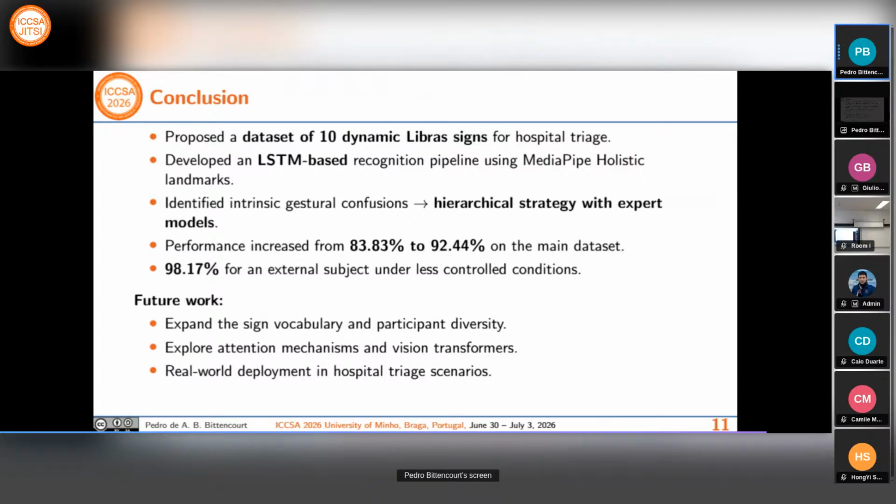For future work, we plan to expand the sign vocabulary and participant diversity, explore attention mechanisms and visual transformers, and work towards real-world deployments in hospital triage scenarios.